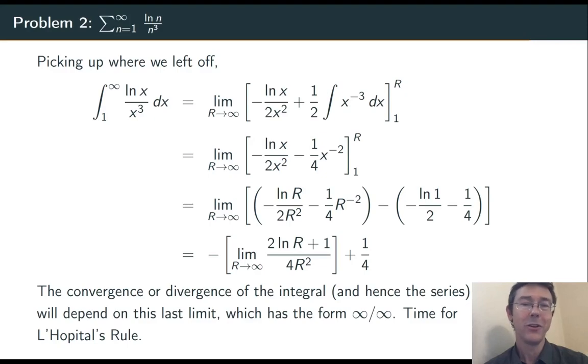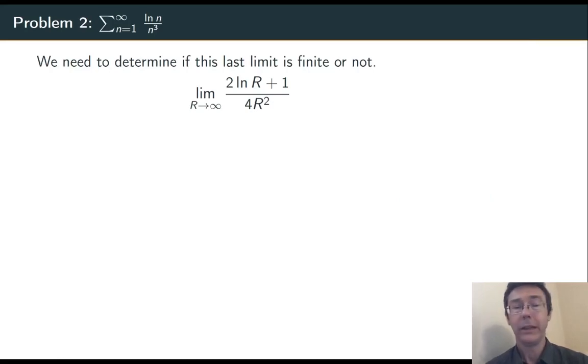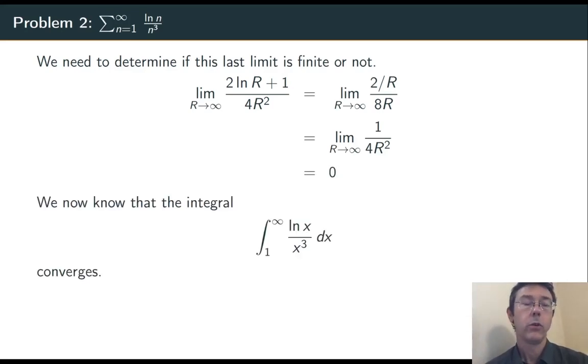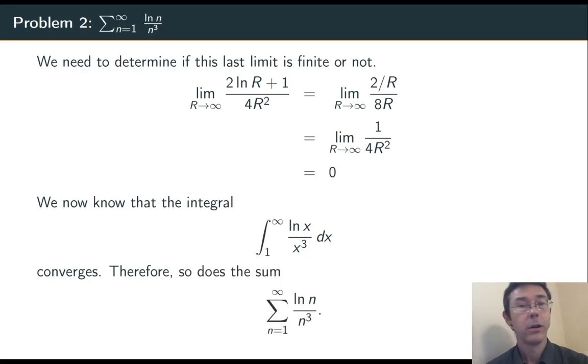Unfortunately, it's an infinity over infinity indeterminate form. Now we have to use L'Hopital's rule. So let's do it. Differentiate the top, 2 over r. Differentiate the bottom, 8r. Simplify it a little bit, 1 over 4r squared. In the limit, that's 0. So overall, that tells us that this improper integral converges. And therefore, by the integral test, so does this infinite sum.